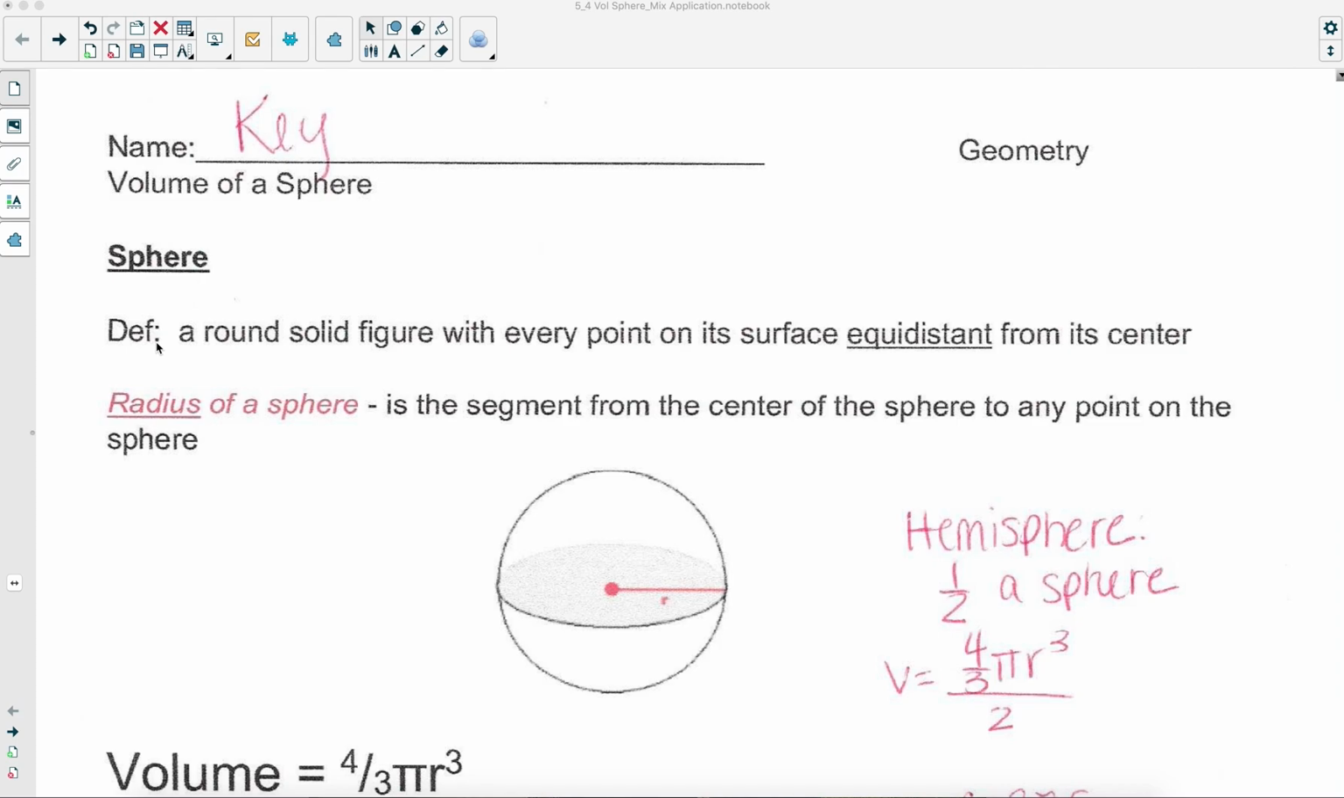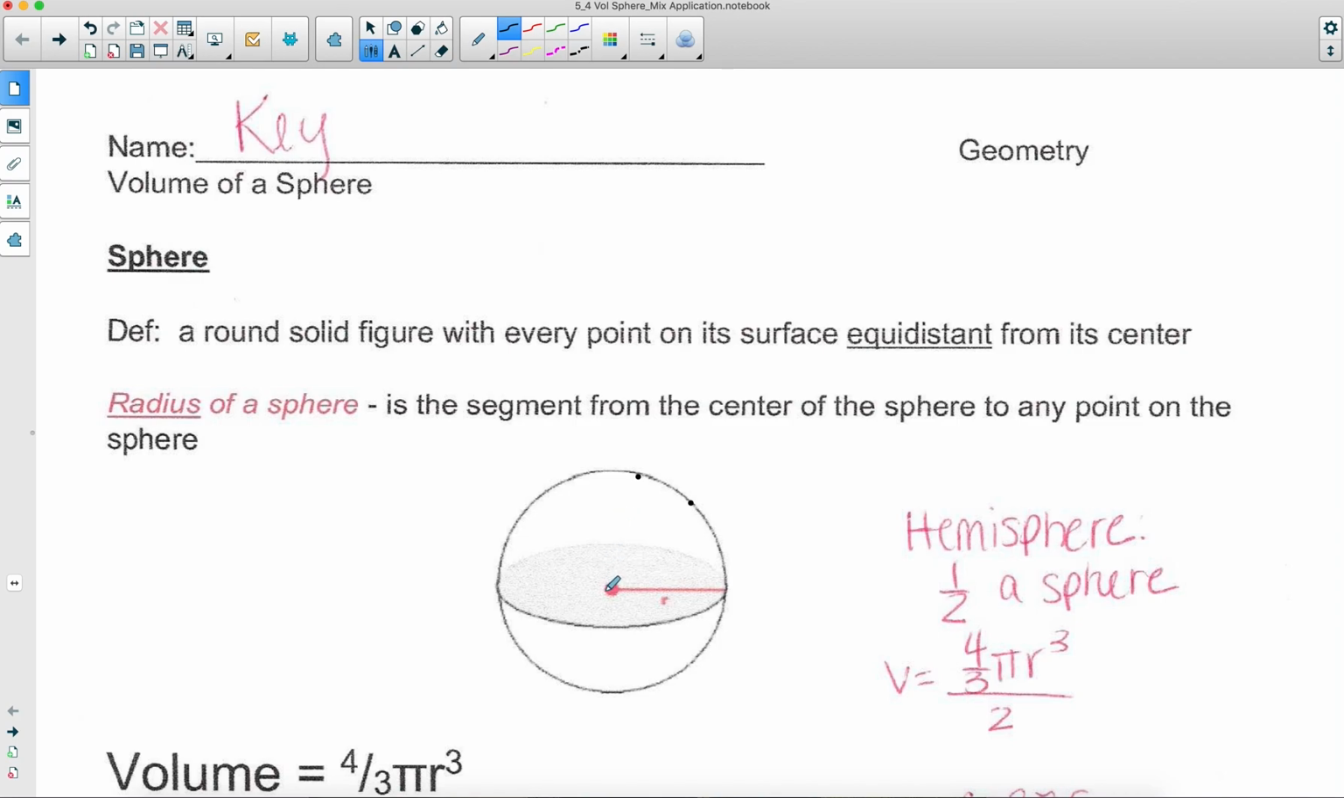A sphere is defined as a round, solid figure in which every point on its surface is going to be equidistant from its center. So essentially, no matter where I go around a sphere, if I go from the center to outside, center, outside, all around the sphere in all directions, all those points connected are going to form that sphere.